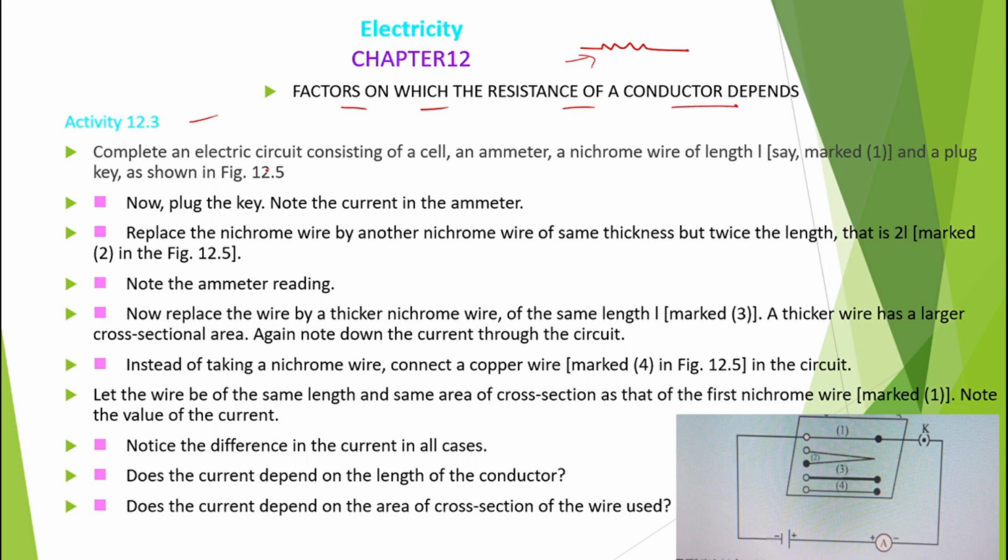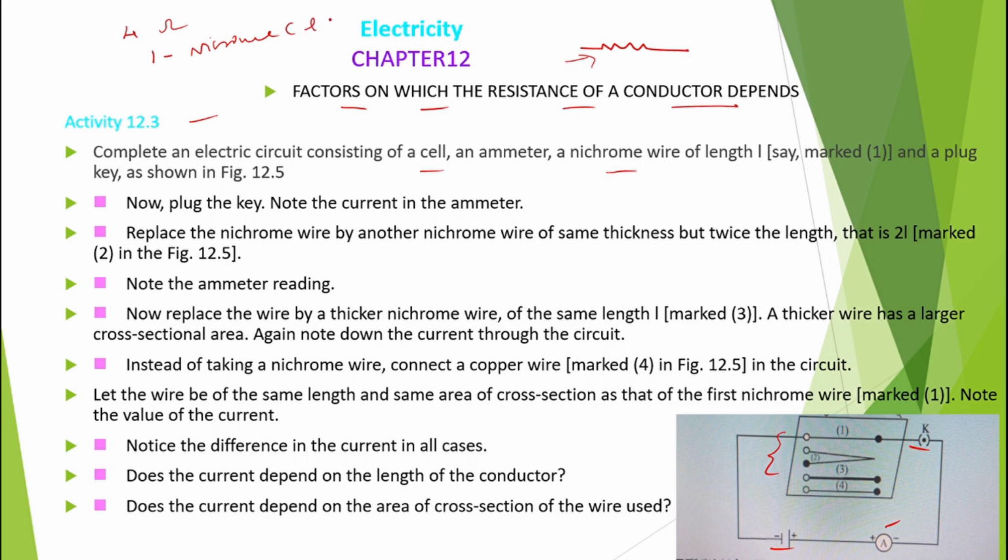Complete the electric circuit consisting of a cell. See, this is a cell and an ammeter. See, this is the ammeter. A nichrome wire. So these are all the nichrome wires, and a plug key. Now plug the key, note the current in the ammeter. Just I will explain. He has taken 4 wires, 4 resistances. In that, one is nichrome.